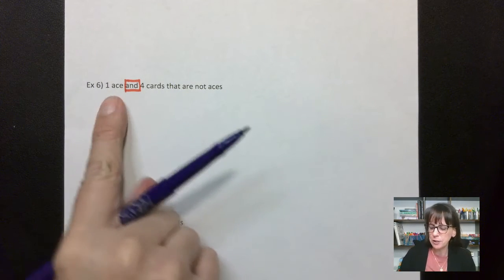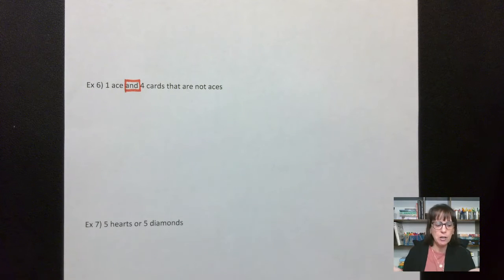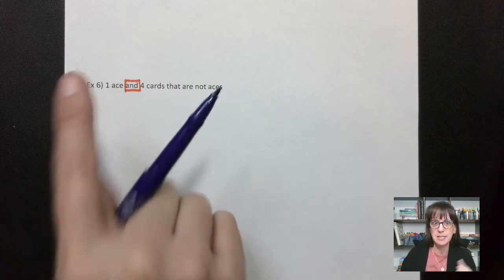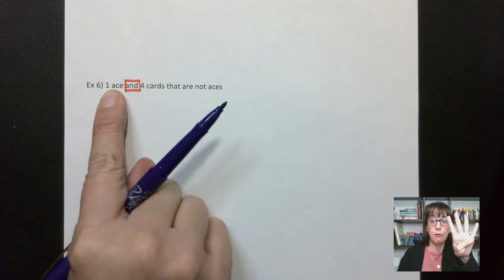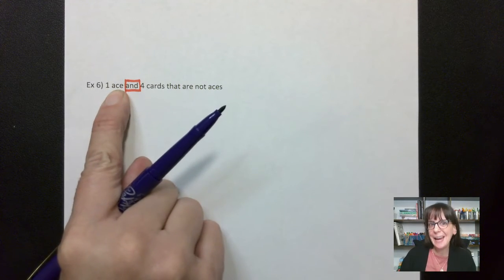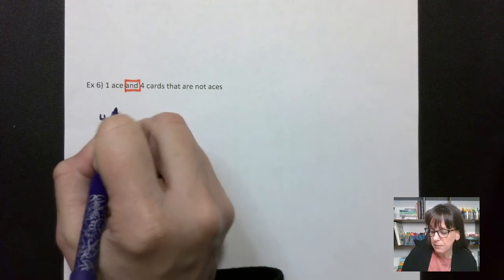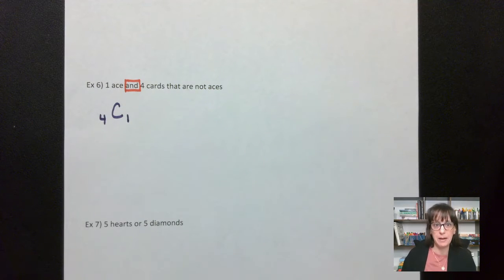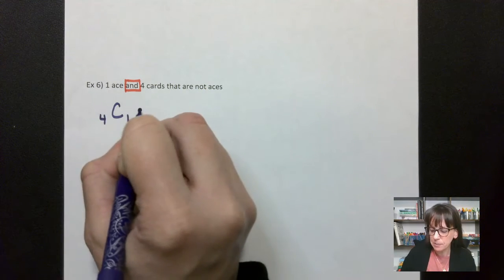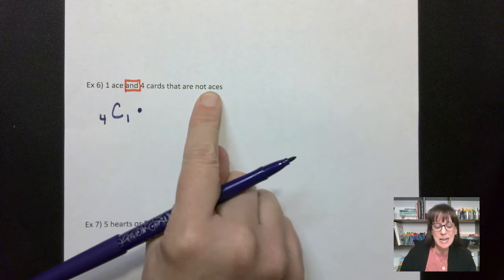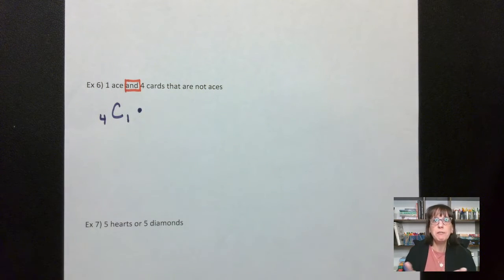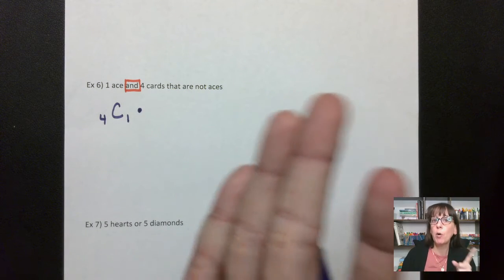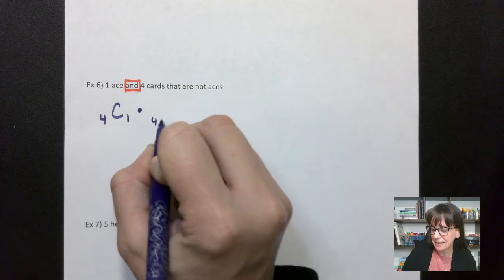So the first thing we need to do is, we have our deck of 52 cards in front of us. How many of them are aces? There are 4. I want 1 ace. So that's going to be 4 possible, and I want 1 of them. And means multiply. And then 4 cards that are not aces. So of the 52 cards that are in front of me, 48 of them are not aces. 48.